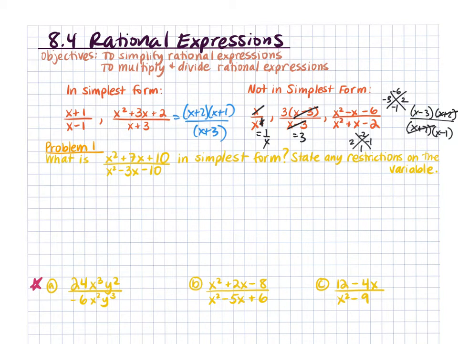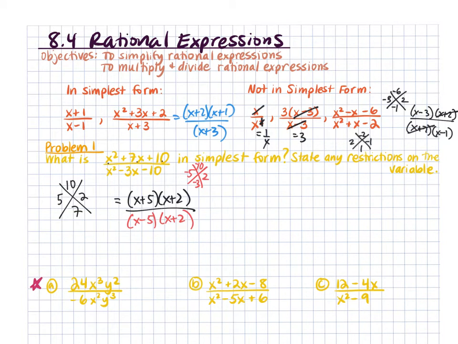Okay, so let's start on this first problem. I've already done a couple, but let's do this one. So this top one needs to be factored. We're going to look for two numbers that multiply to 10 and add to 7: 5 and 2. So the top of this becomes x plus 5 times x plus 2. And then the bottom also needs to be factored. Two numbers that multiply to -10 and add to -3. So -5 and +2. So x minus 5 times x plus 2.